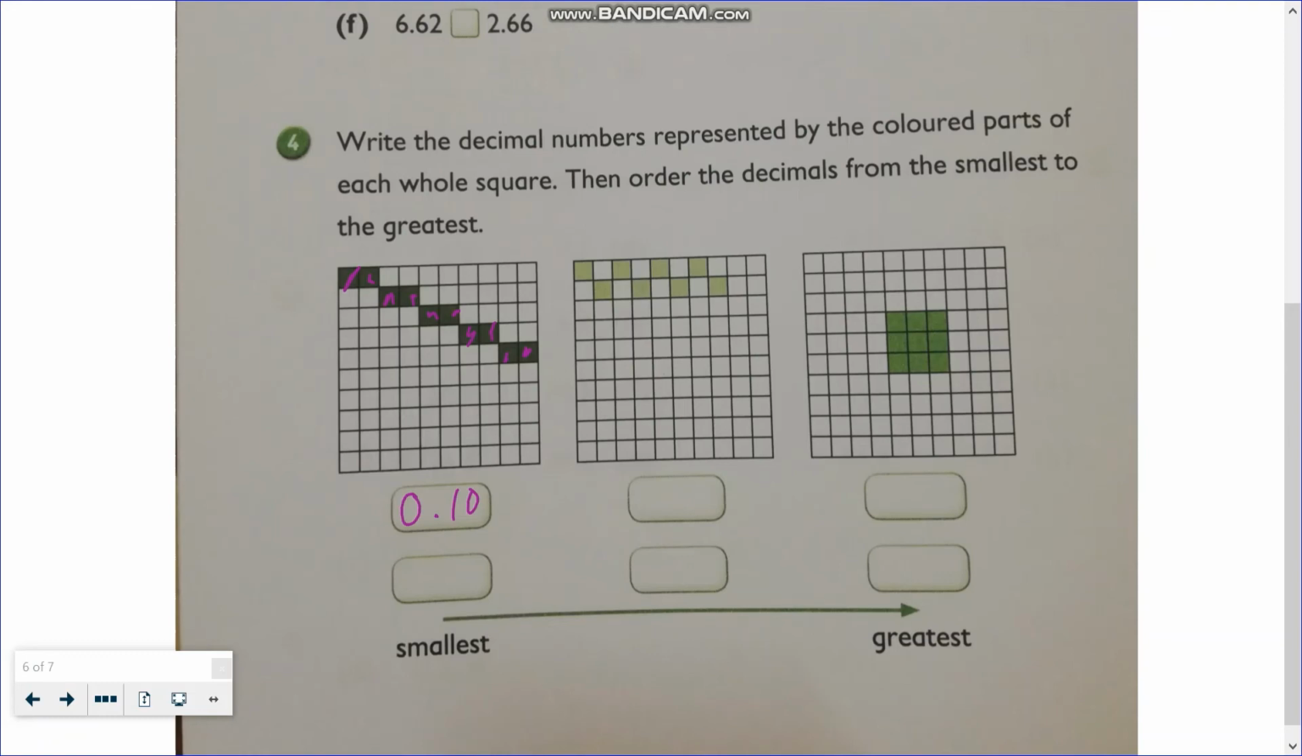For the second square, we have 2, 4, 6, 8. So that is 0.08 or 8 hundredths. Now for the third square, we have 3, 6, 9. So we have 0.09 or 9 hundredths. Now we have to arrange them from smallest to greatest. So here you can look at the numbers or you can look at the illustration. Which one is the smallest? So write it here and write the greatest number here.